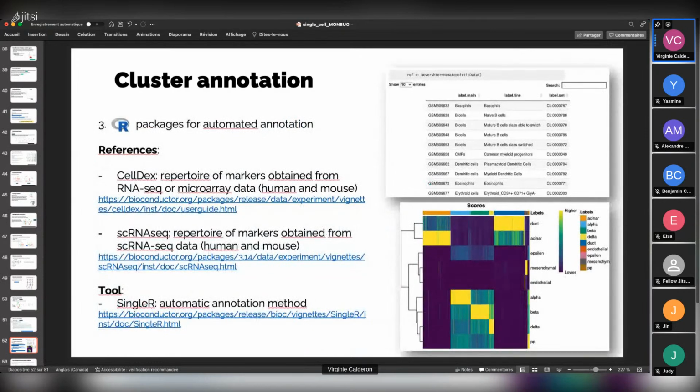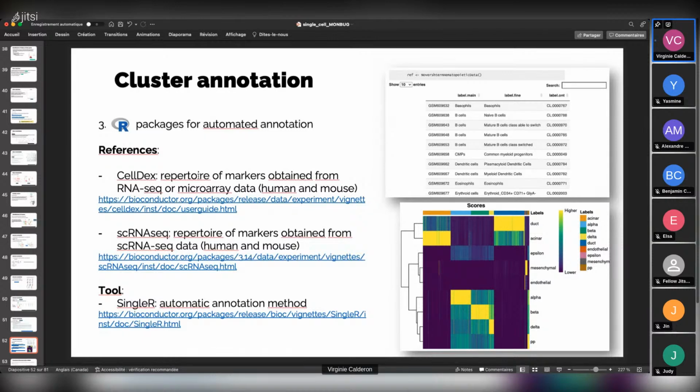So the last option, as I told you, is to use automated annotation. I have used this on a project for an atlas of the lung. The idea was to detect all the cell types found in lung. For me, it was a lot of information to grab, so it was really good to have this option.